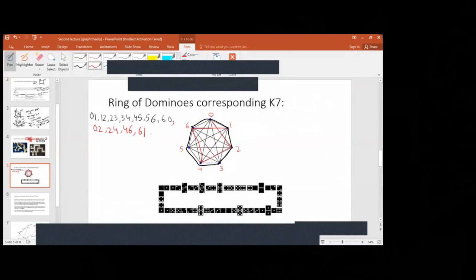Now I will move from 1 to 3. I cannot go 1 to 2 because it is already covered. So 1 to 3, 3 to 5, 5 to 0, and 0 to 3.